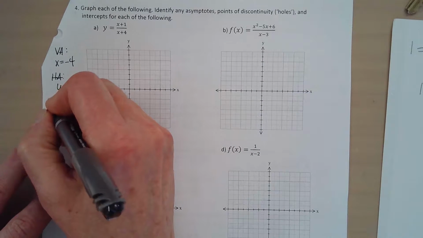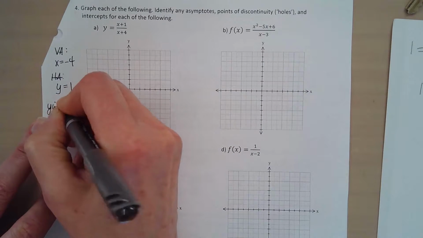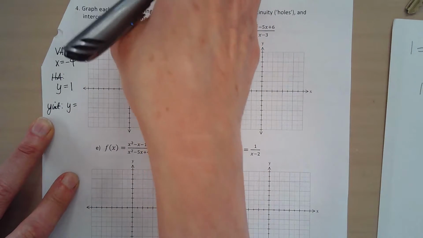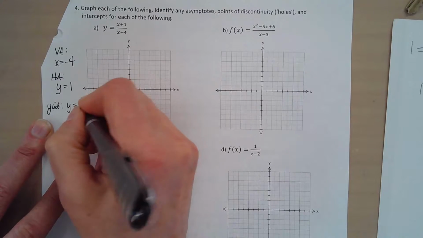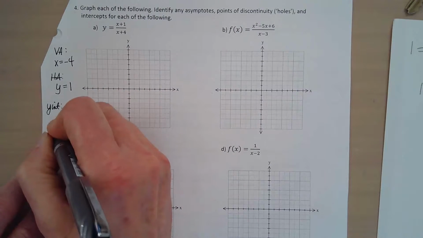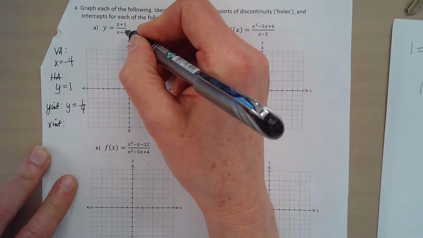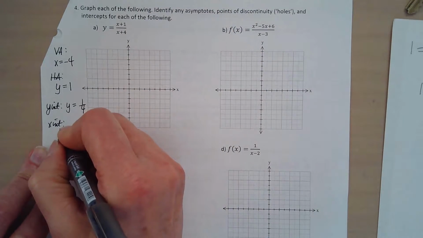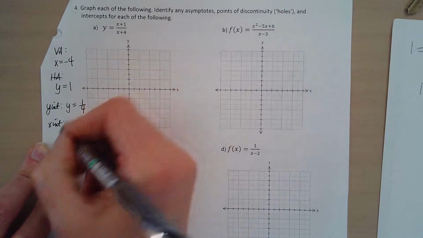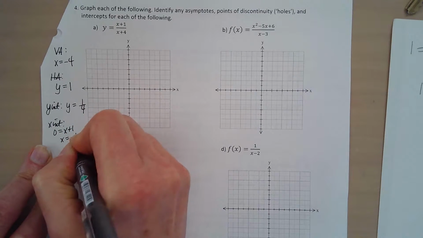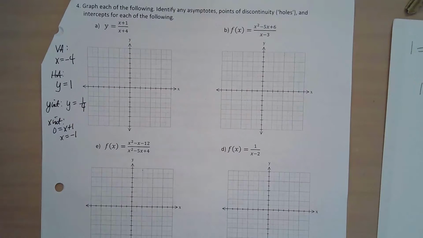My y-intercept, that's always easy, right? My y-intercept is, yeah, if I put zeros in for x's, I'll just get 1/4. And my x-intercept, because it's in this form, I just kind of ignore the bottom. So 0 equals x plus 1, x equals -1. Okay, so I'm ready to graph.